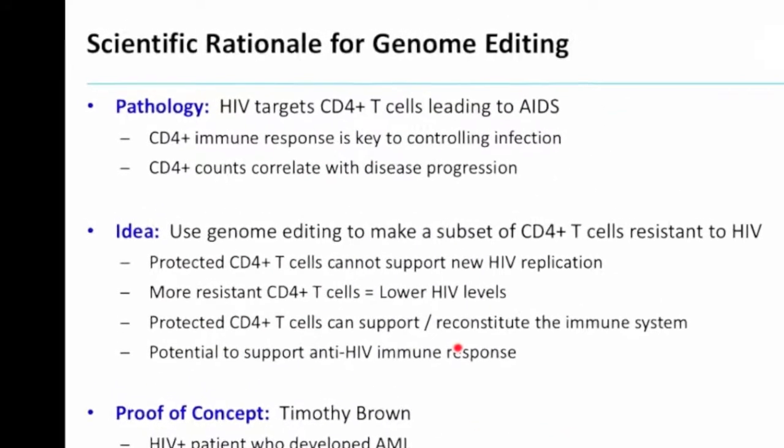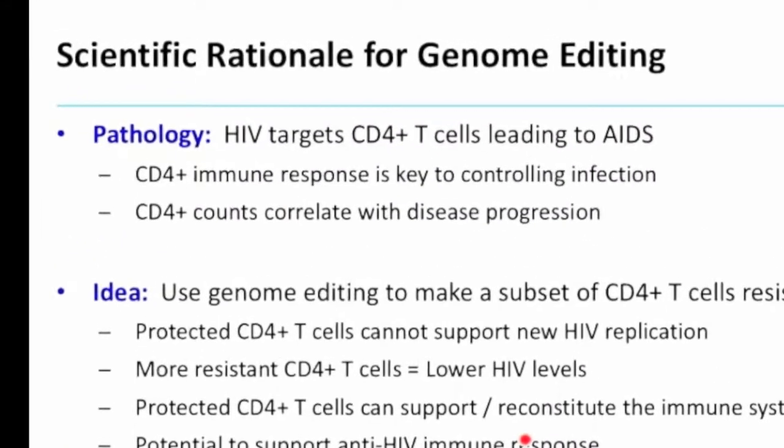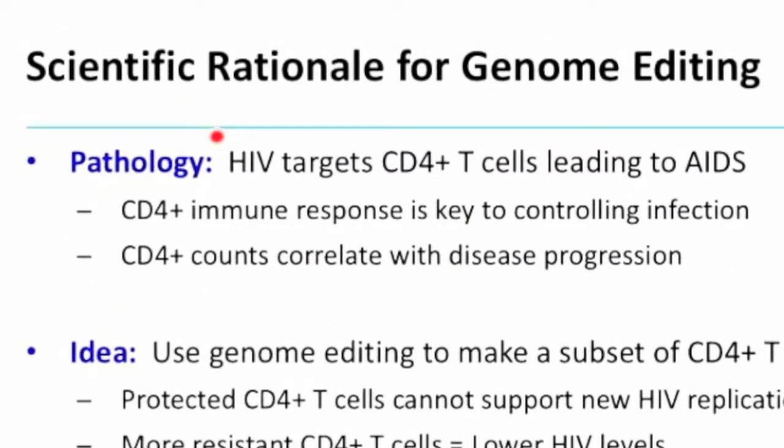A little bit on the rationale for using genome editing to achieve that goal. So first, in terms of the natural pathology of the disease, HIV itself targets the CD4 T cells. These are a particular class of immune cell, and the loss of these cells leads to full-blown AIDS.